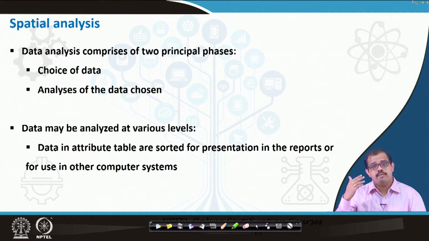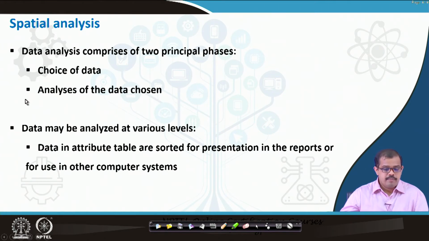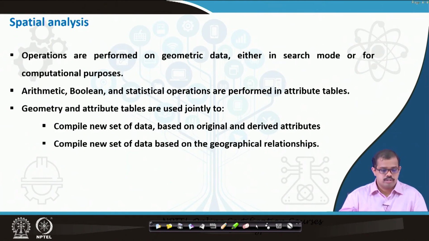Choice of data tells what kind of data it is basically. Then how you analyze the data that you have already chosen is another part of the spatial analysis that you will take up. Now data may be analyzed at various levels. Data in the attribute table are assorted for presentation in reports or for use in computer systems. That depends on the user. Then operations are performed on geometric data either in a search mode or for computational purposes. When you start using the data, you will understand what a search mode or a computational mode is, and how the operations are performed.